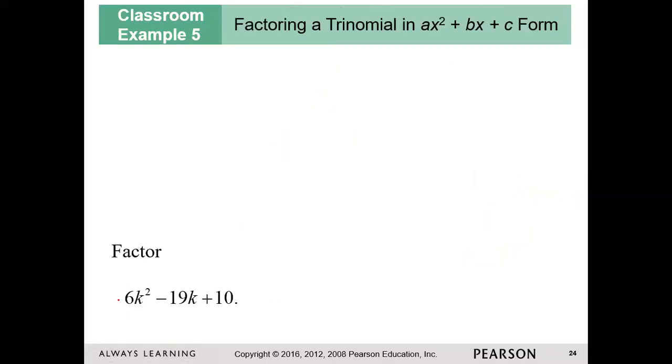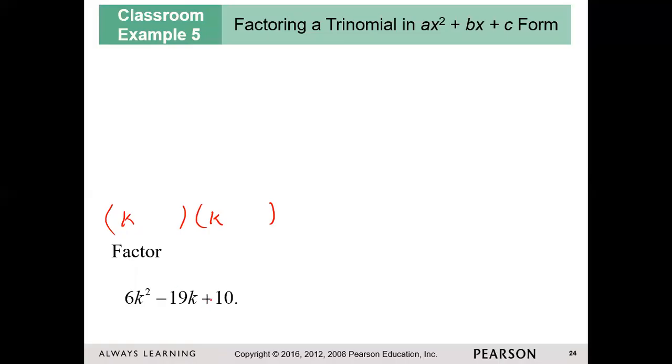All right, so now we finally have one where our a value is not 1. Okay, so we're going to do this one. There's a couple of ways to do this, so I'll show you both ways. Number one, our answer is still going to have two sets of parentheses with our variable in each one, k and k.